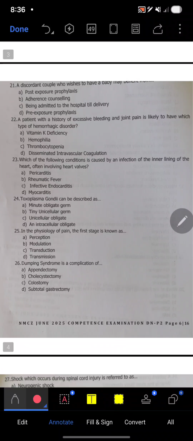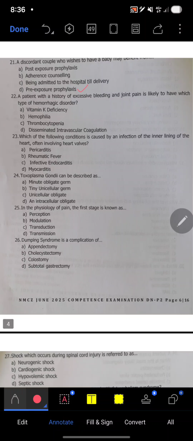21, a discordant couple who wishes to have baby may decide to. So the correct answer is D, which is use pre-exposure prophylaxis. Question 22. A patient with a history of excessive bleeding and joint pain is likely to have which type of hemorrhagic disorder? And here the correct answer is B, which is hemophilia.